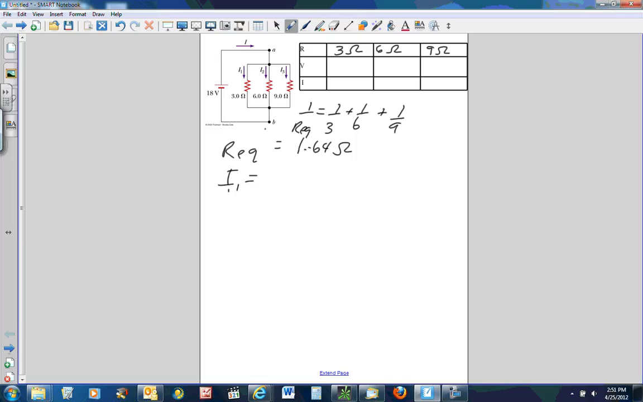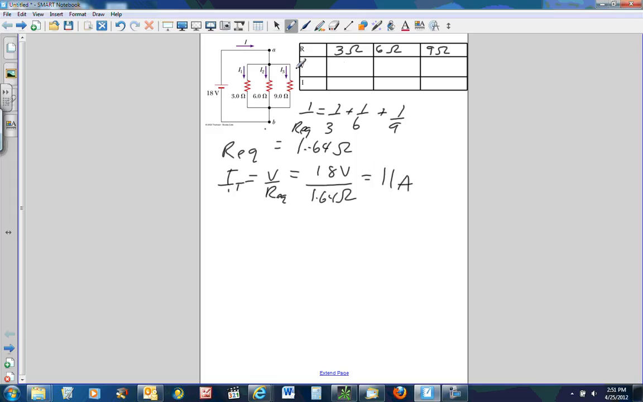We'll call this the total current, which equals V over Req. And volts is 18 volts over 1.64 ohms. So 18 divided by 1.64 is 11. So we have a total current of 11 amps.